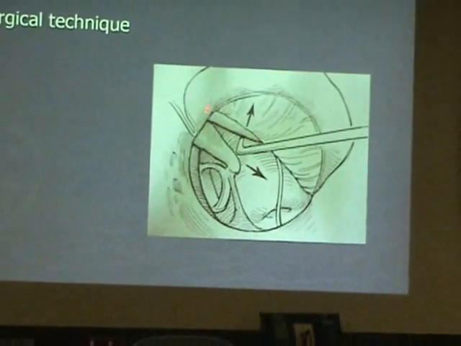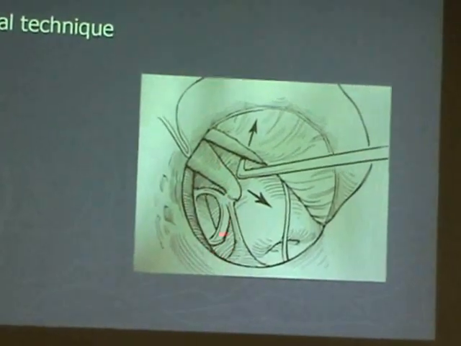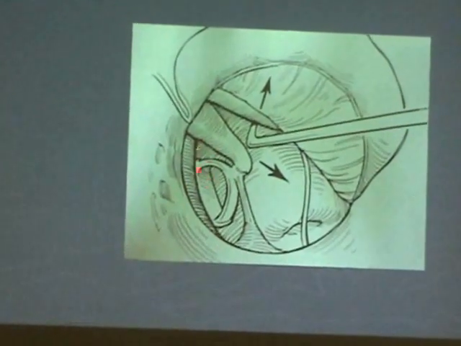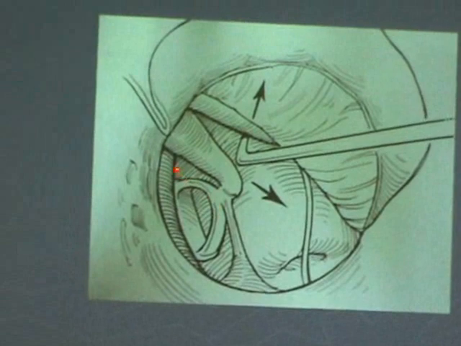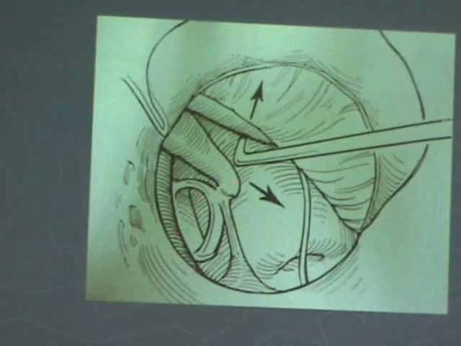And this is the malleus on the underside of the eardrum. Then this is the incus and the stapes. Well, this new bone grows up around the stapes footplate and keeps it from moving in and out as it goes back and forth like that.